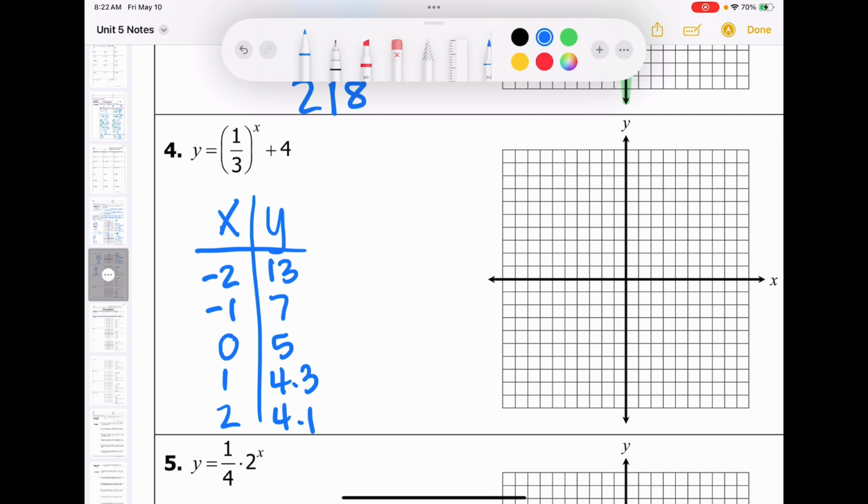So -1, 7. So I go over 1, 1, 2, 3, 4, 5, 6, 7. All right, 0, 5. So I'm going to go up 5. Then 1 is at 4.3, and then 2, 4.1. And so this is what your graph should look like.